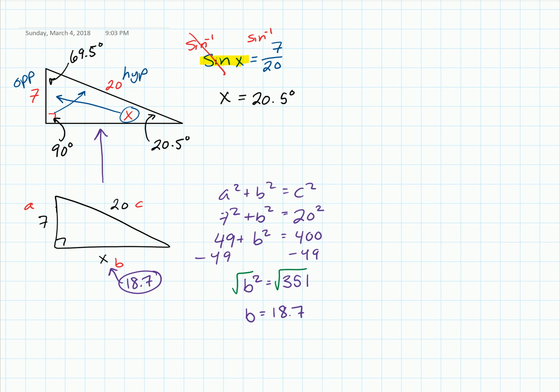So in review, we used inverse trig to solve for the 20.5. And then we used the fact that the triangle had to add up to 180 degrees to solve for the two missing angles. And then finally we use the 7 and 20 with the Pythagorean theorem here to solve for the missing side.